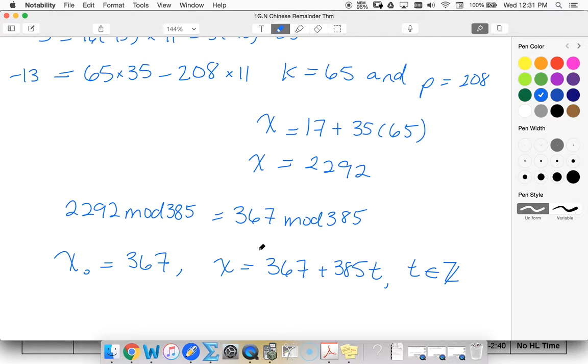So if we're looking only for our positive solutions, then we would say positive integers, or we would say integers greater than or equal to 0, because we would want to start with 367 for positive solutions of x.